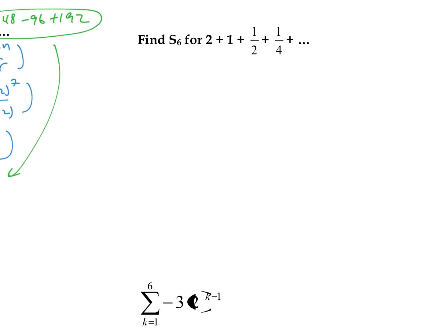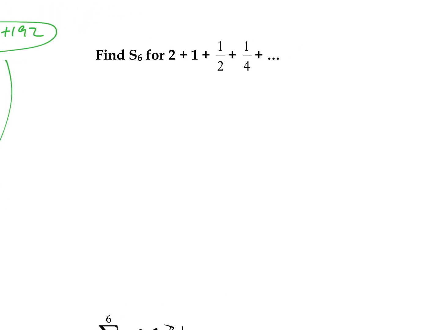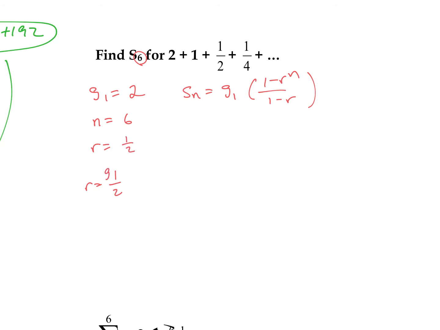All right. If you want to pause it and try this next one, you can. So I want to find the sum of the first 6 terms of this series. So S sub n is equal to G sub 1 times 1 minus r to the n over 1 minus r. Remember, I need to find the first term, my n, and my r for this to work. So my first term is 2, my n is 6, and my r is going to be 1 over 2. Nice and easy. G sub 2 over G sub 1, and that's what got my 1 over 2.